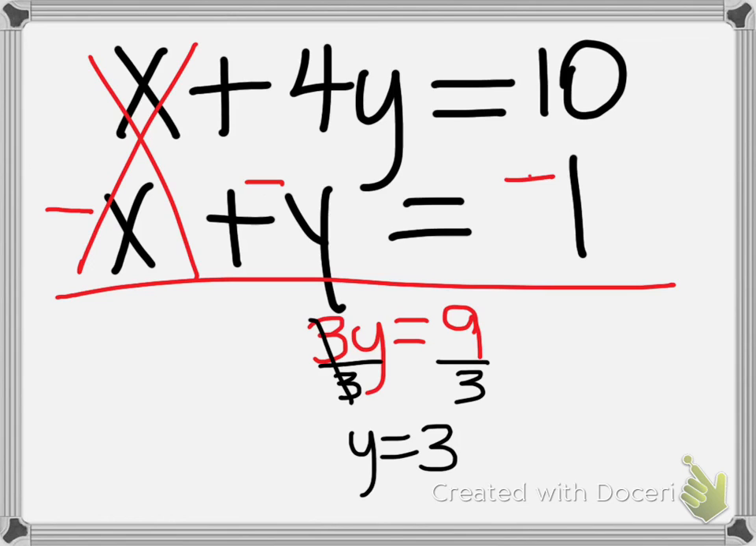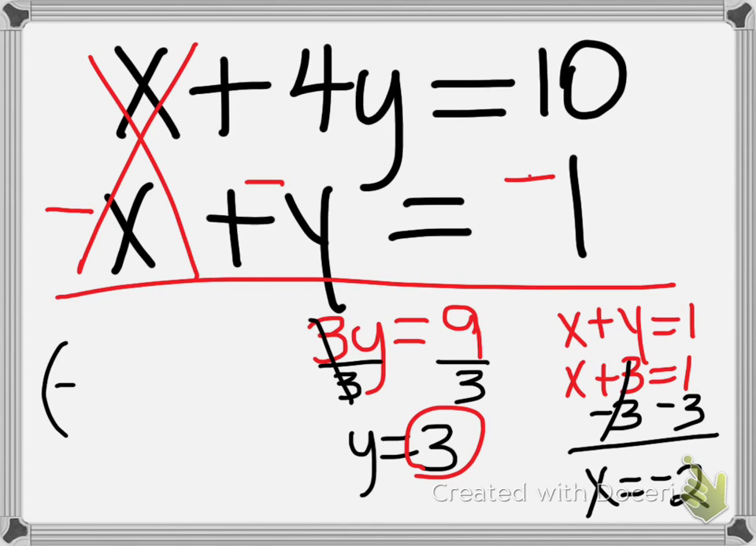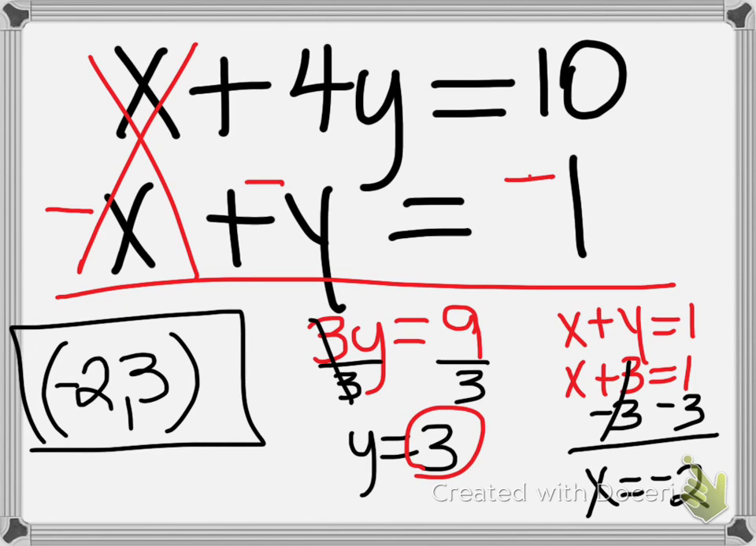So now that I know the value of y, I've got to find the x variable. I'm going to choose the original bottom equation, which was x plus y equals 1, and substitute in 3 for y, so x plus 3 equals 1. To solve that, I need to use the subtraction property of equality, so I'm going to subtract 3 from both sides. That leaves me x equals negative 2. So I need to write my answer as an ordered pair: the x coordinate is negative 2 and the y coordinate is 3. And that is my solution to this system.